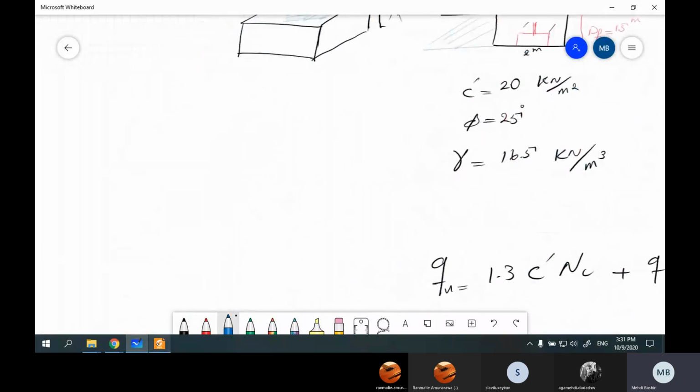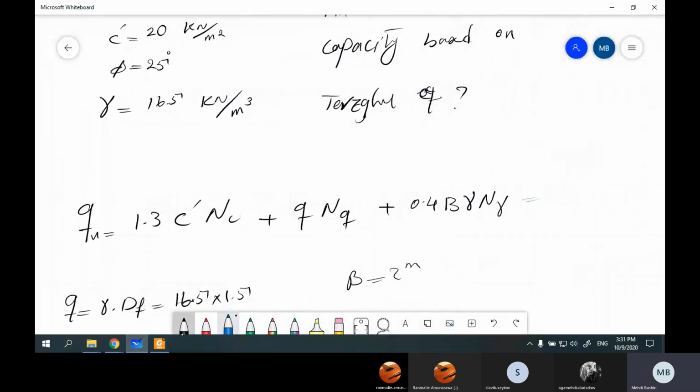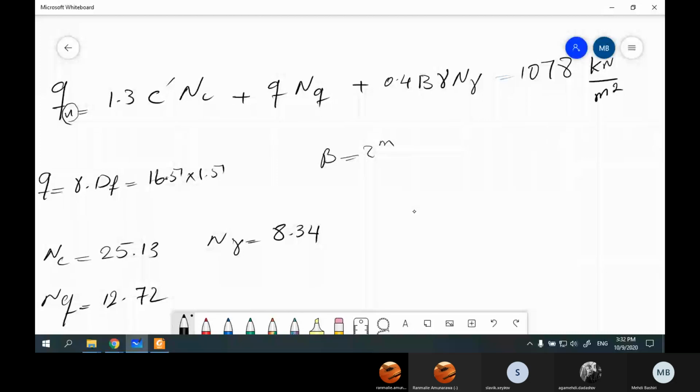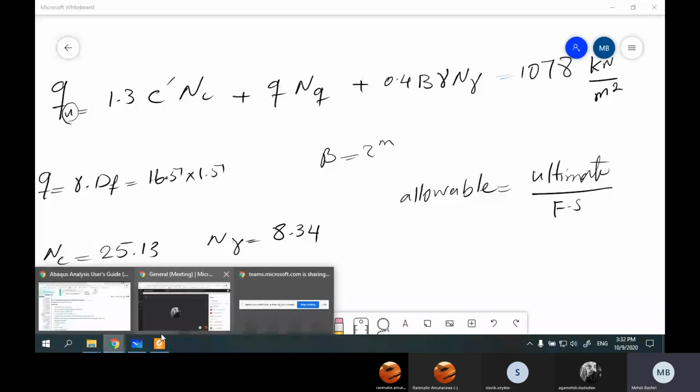Okay, so let me explain it again. The answer of this one was 1078 kilonewton per meter square. First of all, this is ultimate. But in the question, it is asked to find allowable, not ultimate. So, as I said, allowable is ultimate divided by factor of safety. Again, in the question, you can see that the factor of safety is 3.